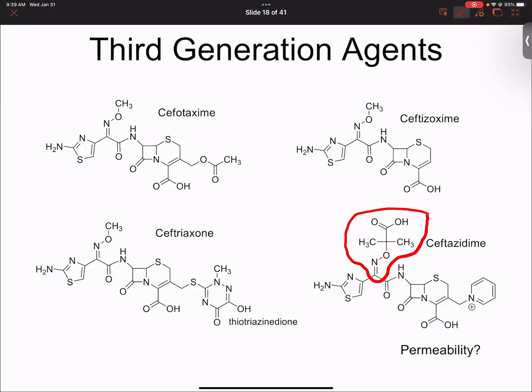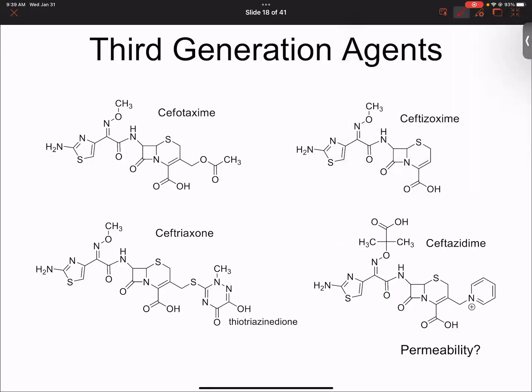And when you look at the side chain, everything over here, ceftazidime and aztreonam are identical. And they're only used for gram-negative infections. In ceftazidime, the side chain decreases affinity for gram-positive penicillin binding proteins. The same thing holds true for Azactam or aztreonam. Okay.